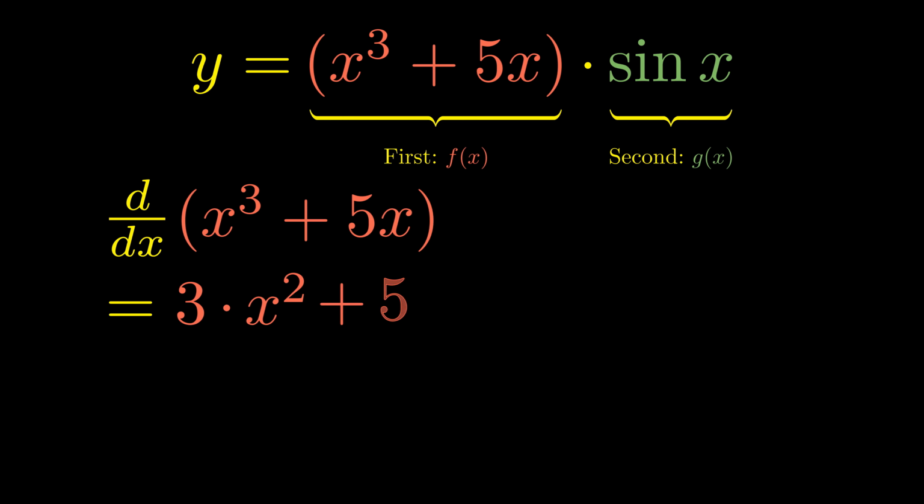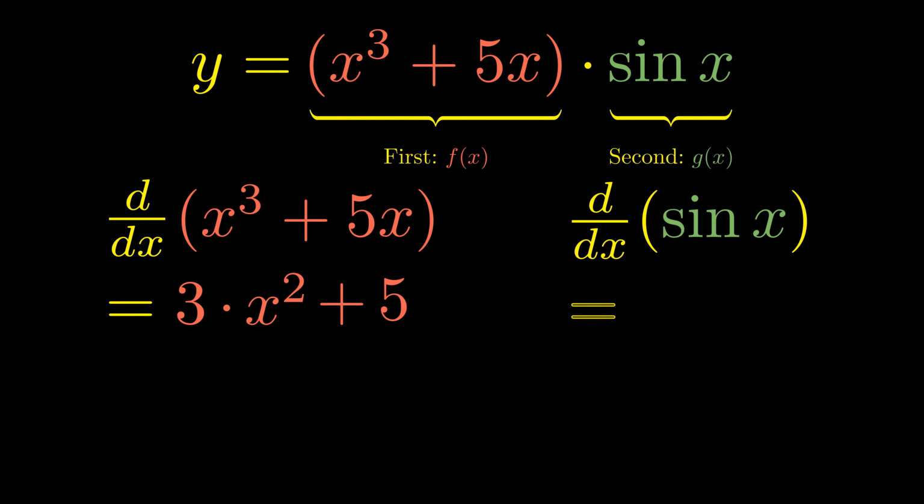Next, the derivative of 5x is 5, as the derivative of a constant times x is that constant. Now, for the second function, sine of x, we remember that its derivative is memorized to be cosine of x. You really should just memorize your trigonometric derivatives, since you never know during what dark times you might need them the most.